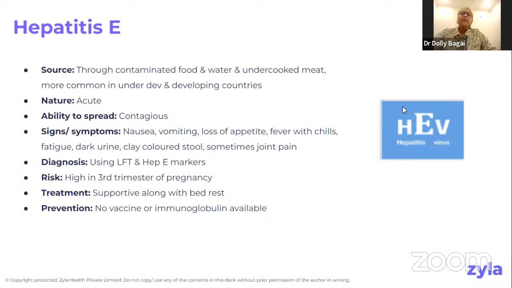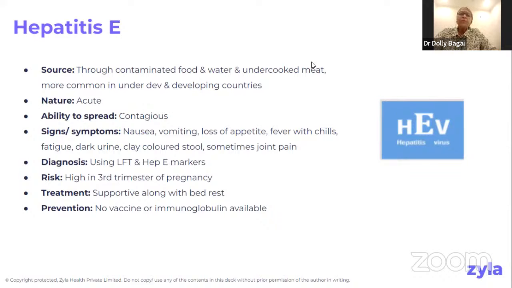The nature again, similar to hepatitis A, it is acute and it has an ability to spread, contagious, again, through contaminated food, water, and undercooked meat. The signs and symptoms are the same again: nausea, vomiting, loss of appetite, fever with chills, fatigue, dark urine, clay-colored stool, and sometimes joint pain.